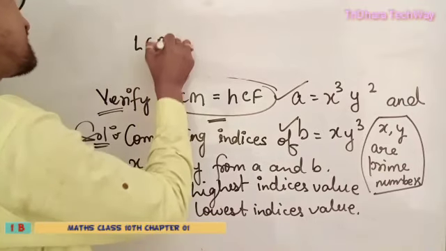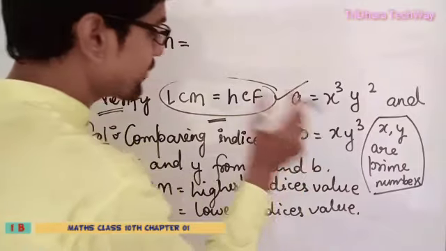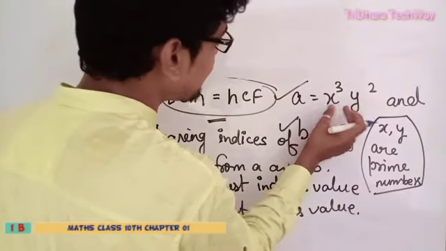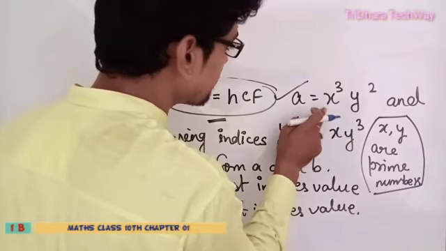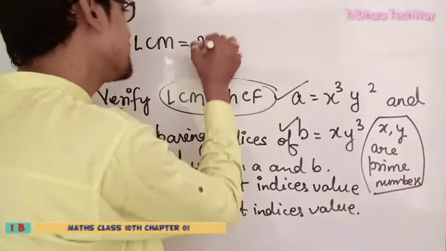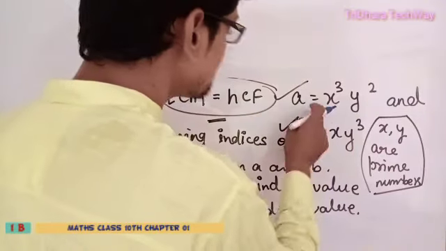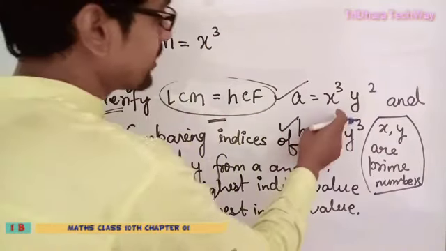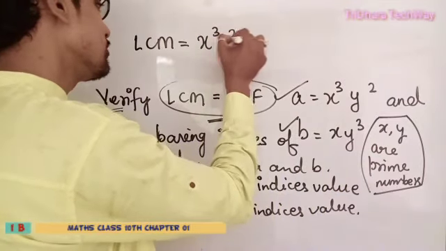In case of LCM, you have to find the highest value of x, meaning x power 3 and x power 1. What is the highest? You have to write it. Which number is highest in both of the numbers? You have to write it for LCM. In this case, y square and y cube, the highest is y cube.